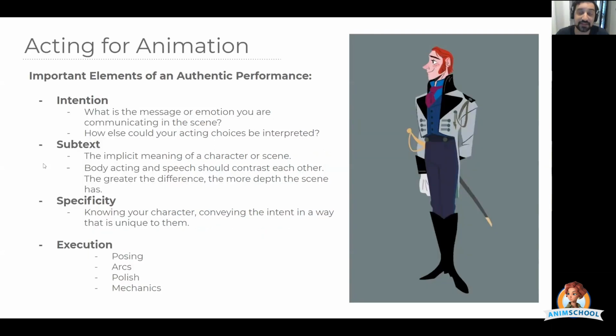And then finally, execution. You know, the mechanical side of this thing, posing, arcs, polish, body mechanics. If all this stuff isn't working together to create the illusion of life, then it doesn't matter what acting choices you have in the first place, right? Because the audience is going to be distracted by what they're seeing, or maybe not sure of what they're seeing. So you want to be able to speak clearly in your language of animation.